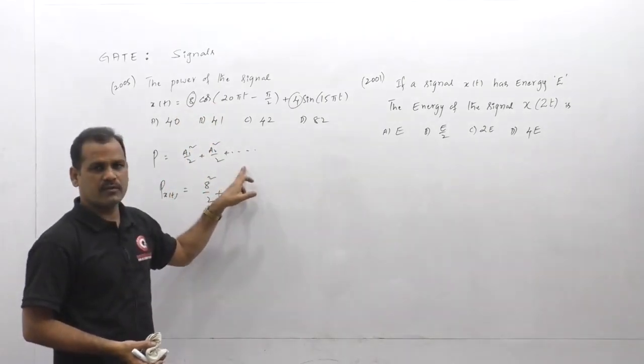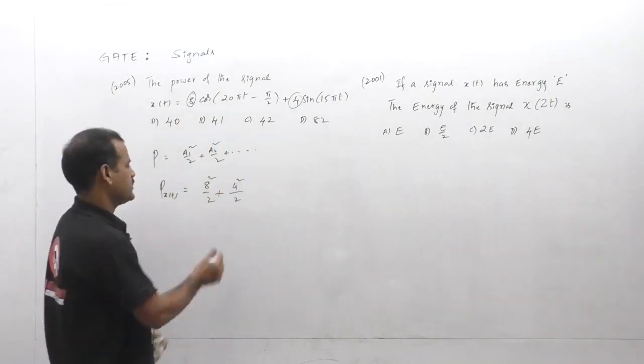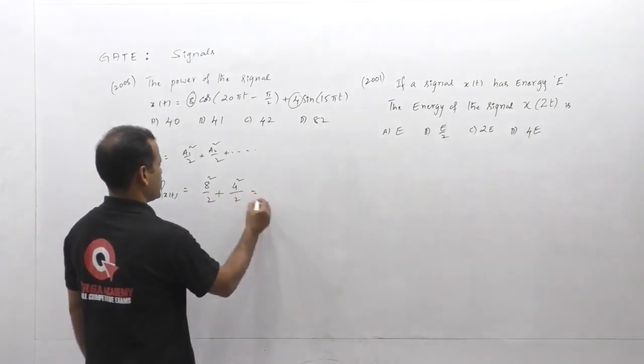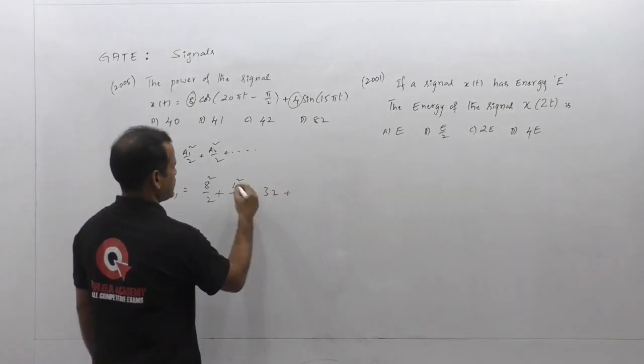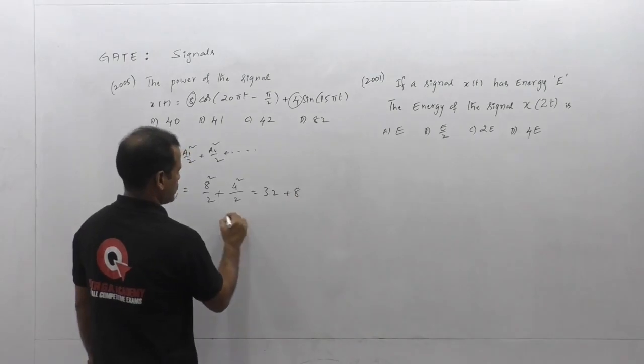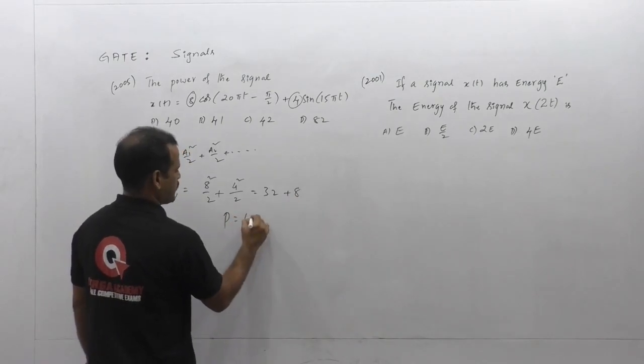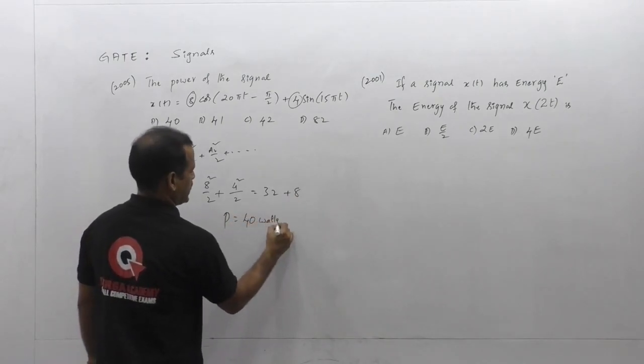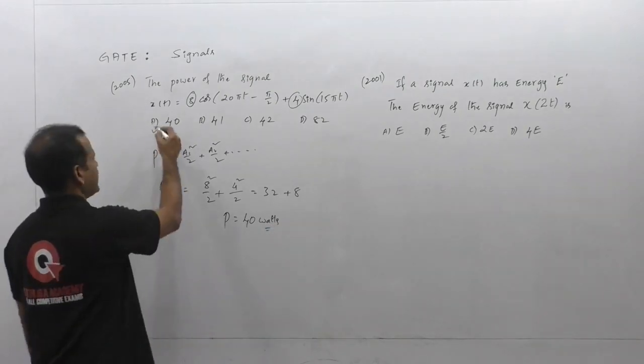of these two signals as per this formula. We have this observation, so here it is 64 by 2, that is 32, and this is 16 by 2, that is 8. So totally the power of this signal is 40 watts. So the right option for this is option A.